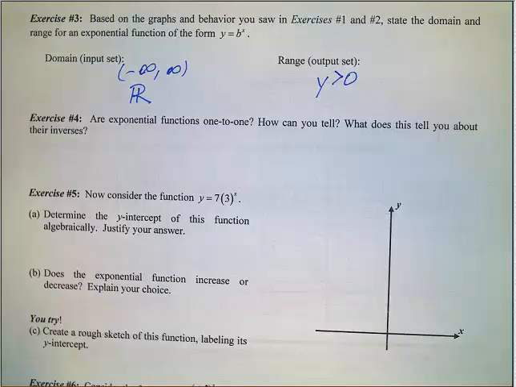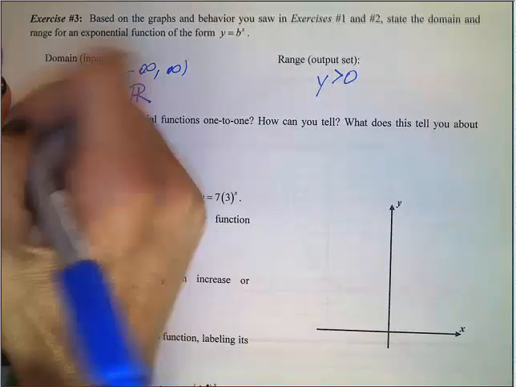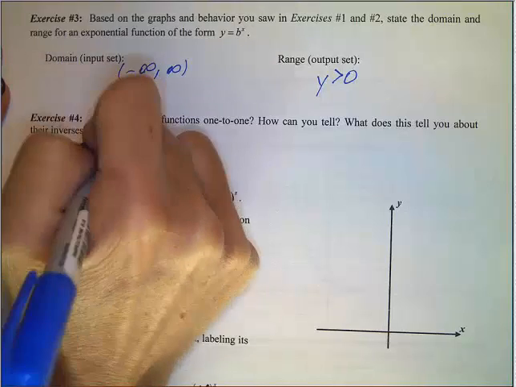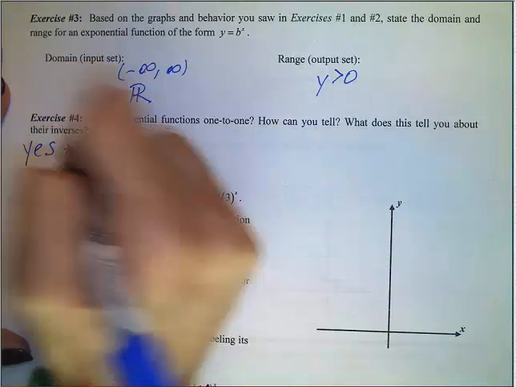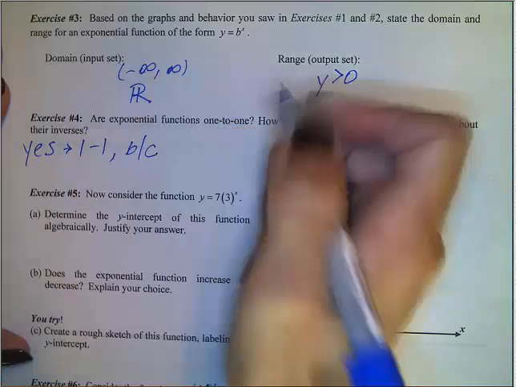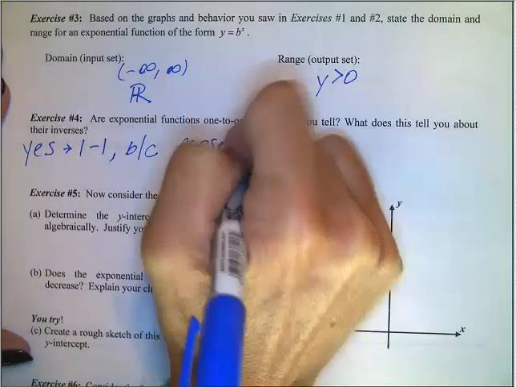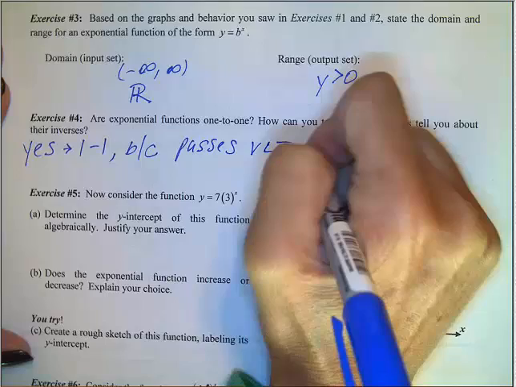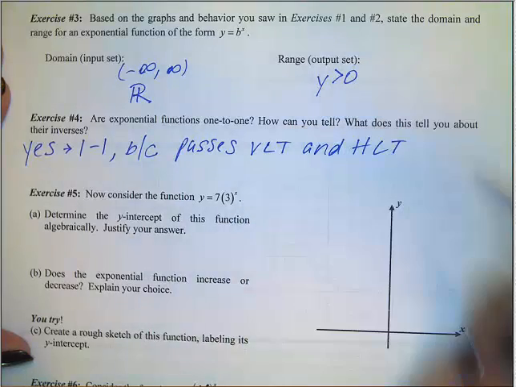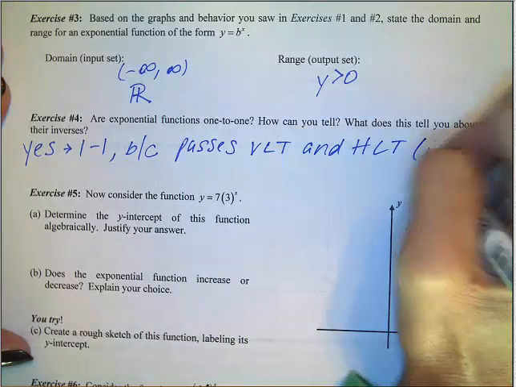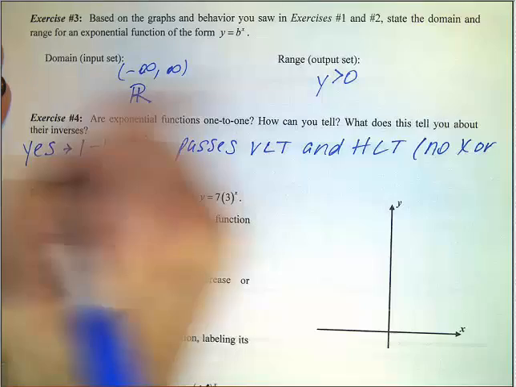Are your exponential functions one-to-one? How can you tell? What does this tell you about their inverses? So the first question, are they one-to-one? Yes, they're one-to-one. How do we know they're one-to-one? Because it passes the vertical line test and the horizontal line test. We know that no x or y repeats.